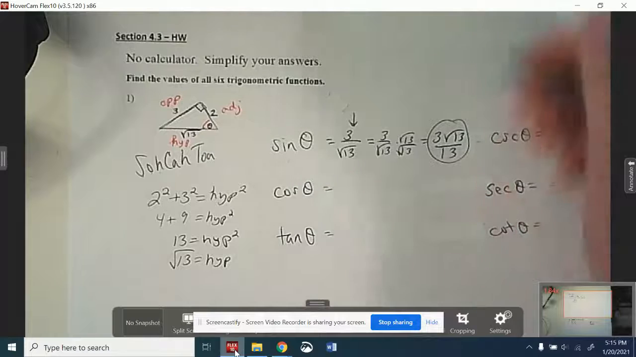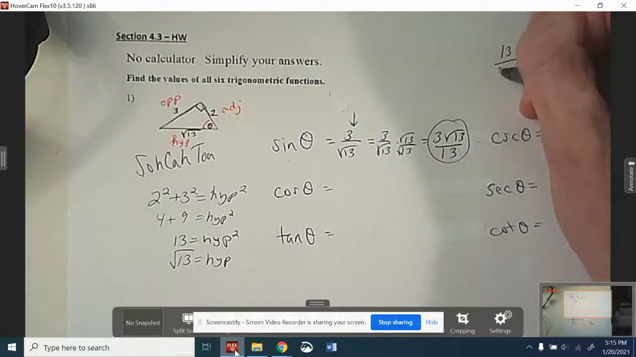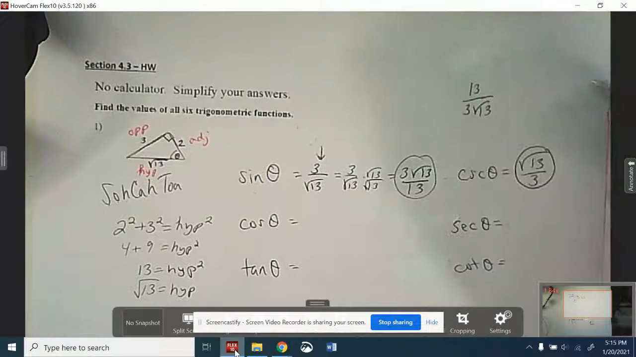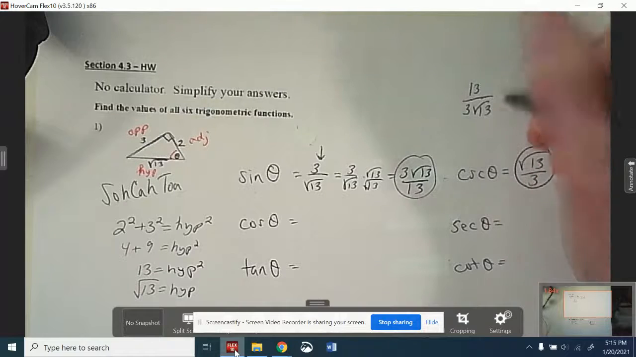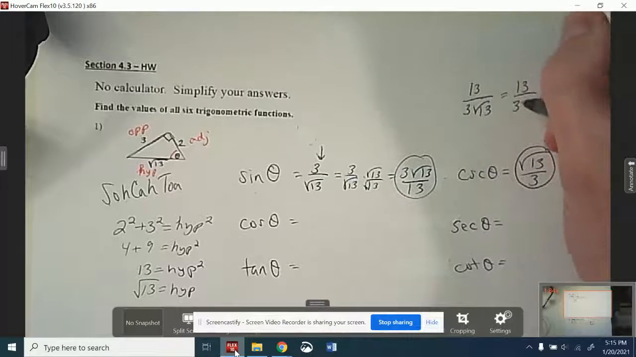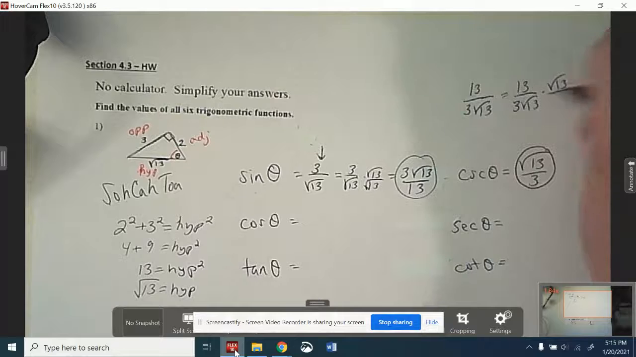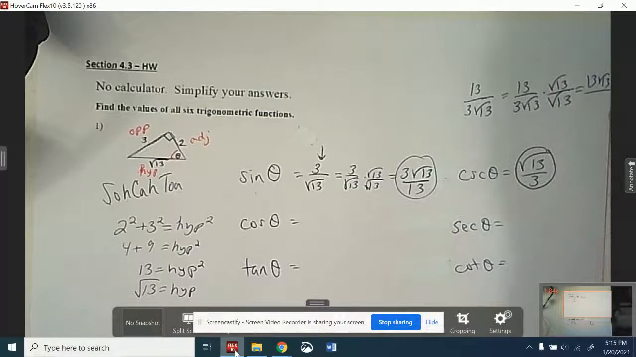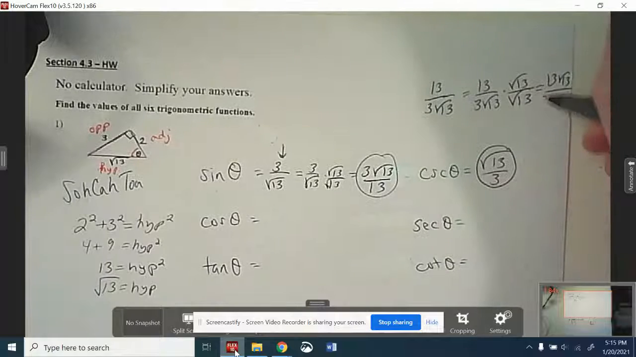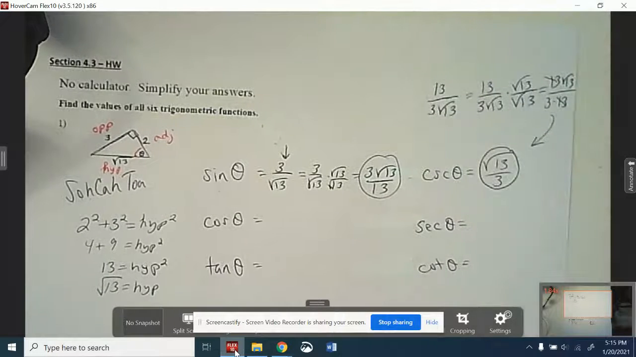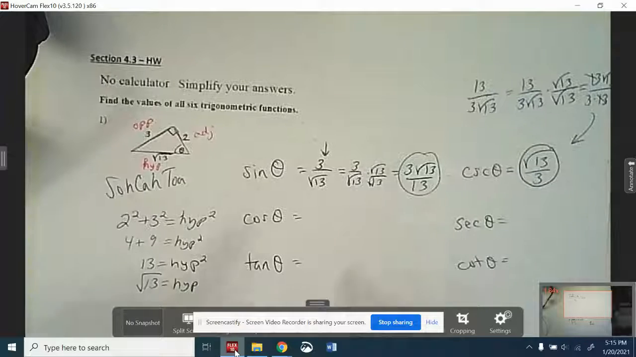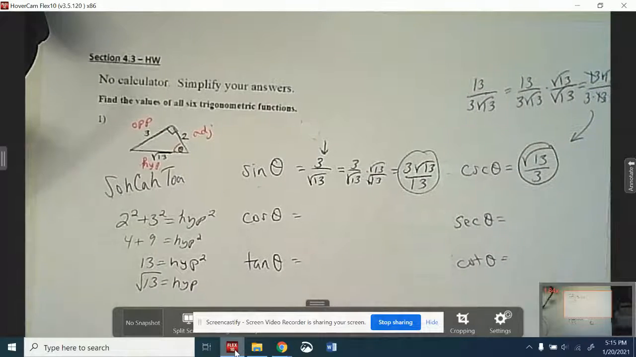If you were to flip this one instead, it's not wrong. But look what happens when you use the reciprocal of this. You end up having to multiply by radical 13 over radical 13. And what happens is the numerator becomes 13 radical 13. The denominator becomes 3 times 13. The 13's reduce, and you're back to that same answer anyway. So why do all that extra work? What I say is flip smart.